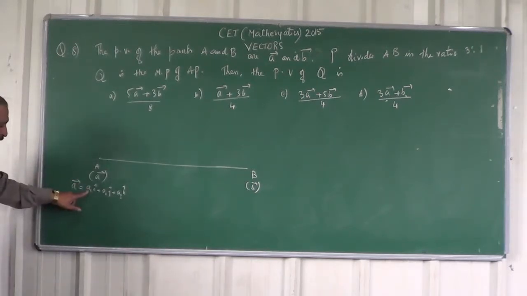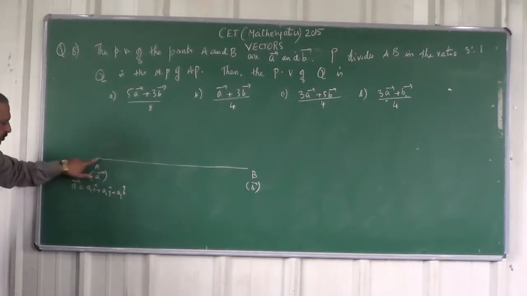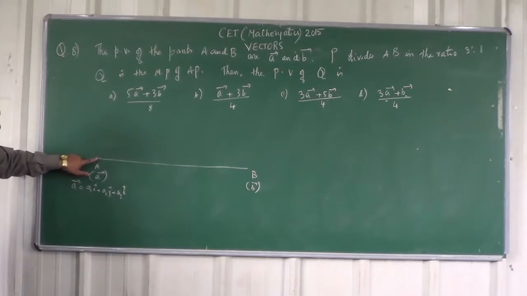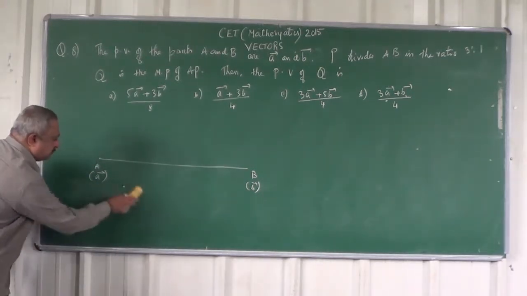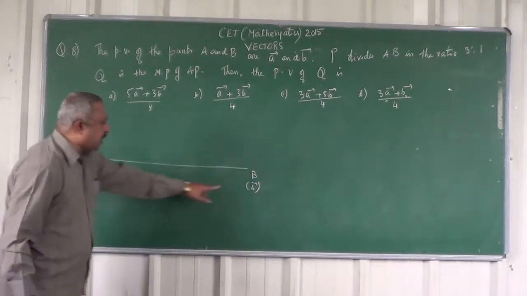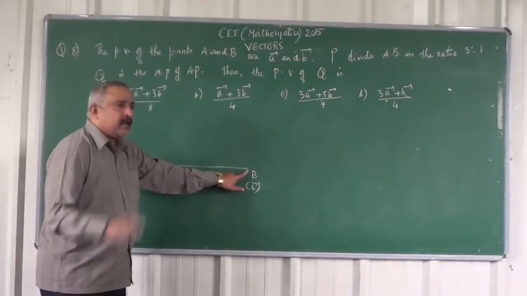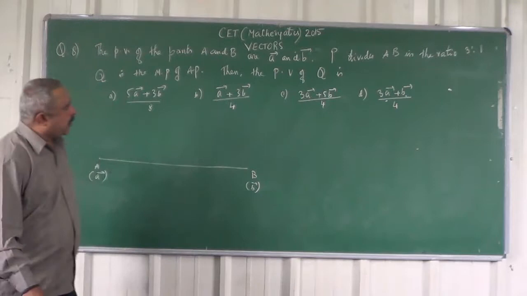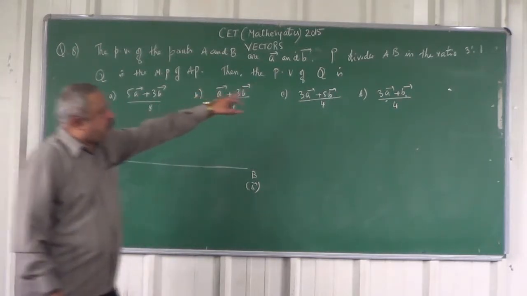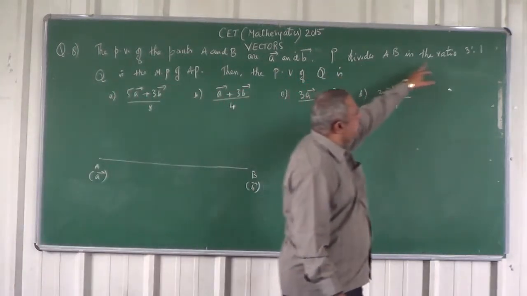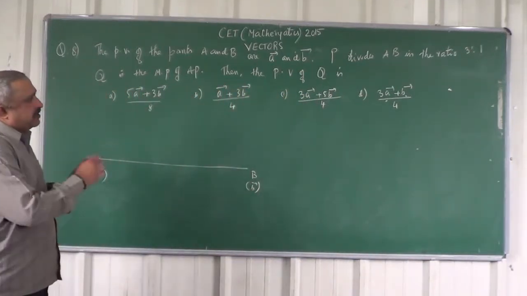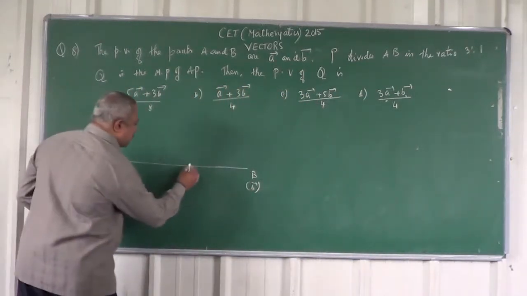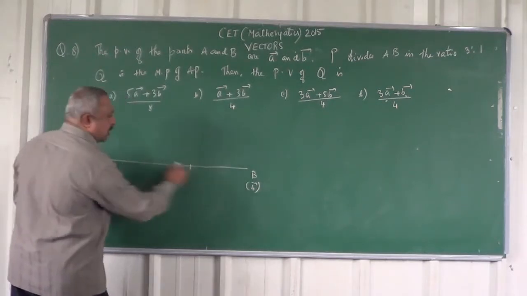So what are the coordinates? A1, A2, A3. So this is a three-dimensional point in space with the coordinates A1, A2, A3. That's how you should understand. And similarly, the point B is B1, B2, B3. Now there is a point P which is dividing AB in the ratio 3:1. So here it is 3 parts and this is 1 part.